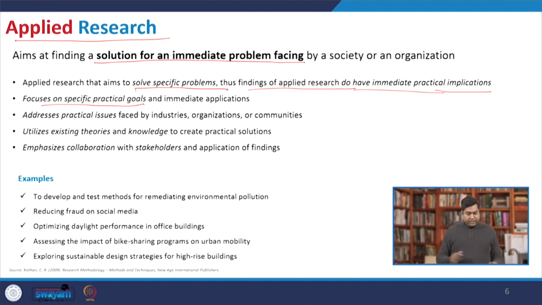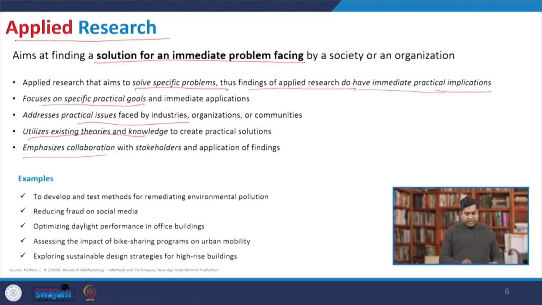Applied research also addresses practical issues faced by industry, organizations and communities. Thus, whether it is a problem of the society or a particular organization, we can take that up. It utilizes existing theories and knowledge to create practical solutions. So whatever theory we have, we apply that and then try to find out the solution.